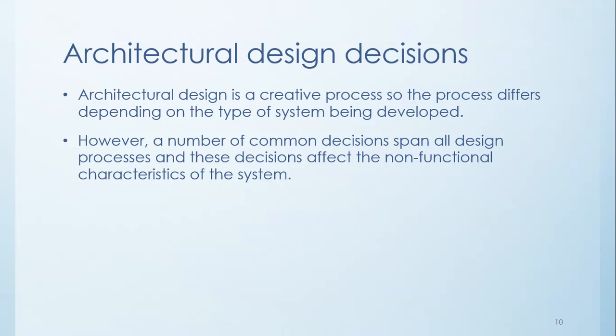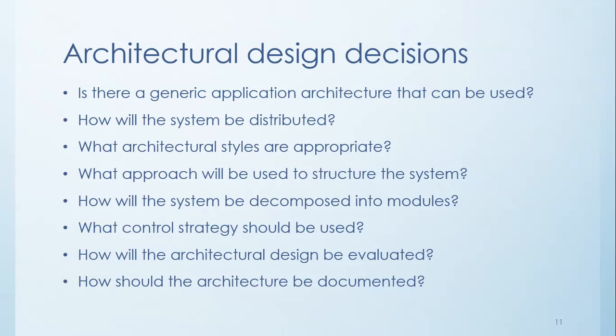So architectural design is by its nature a creative process, so it differs from system to system that you're developing. However, you have to understand a number of common decisions span all design processes, and a lot of times that affects the non-functional characteristics of the system. You try to figure out things like, is there a generic application architecture that can be used, and we'll get to some existing design patterns that you could use and architectural views you could use in subsequent videos.